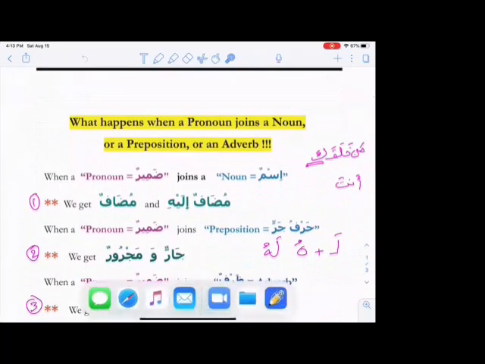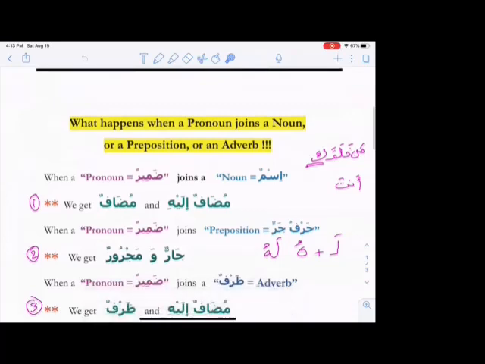Remember, these songs, Allah blessed me, guided me, and I could compose them, the melody also, and they are very important. It has a fundamental rule. When a pronoun, 14 pronouns, damir, joins a noun, what happens?